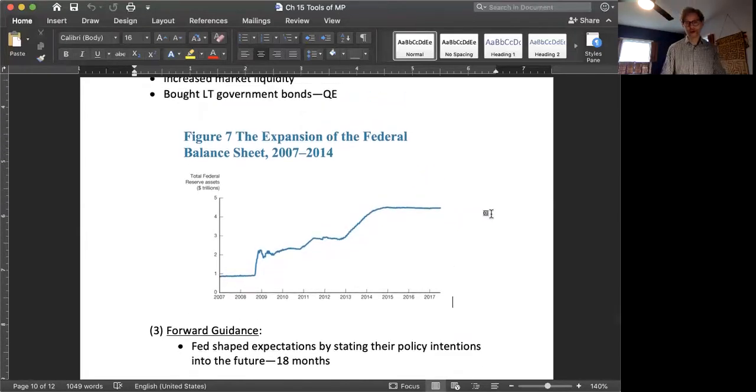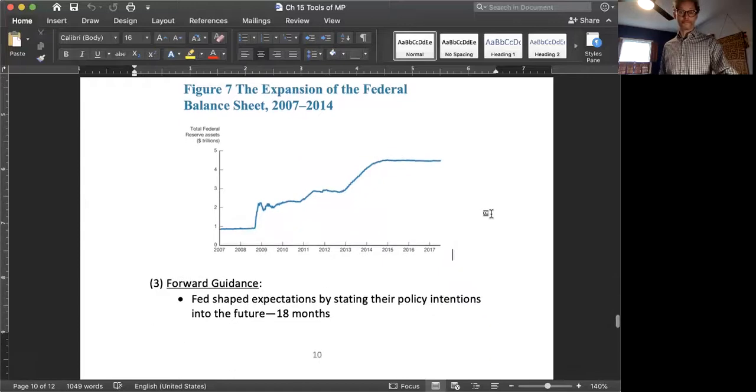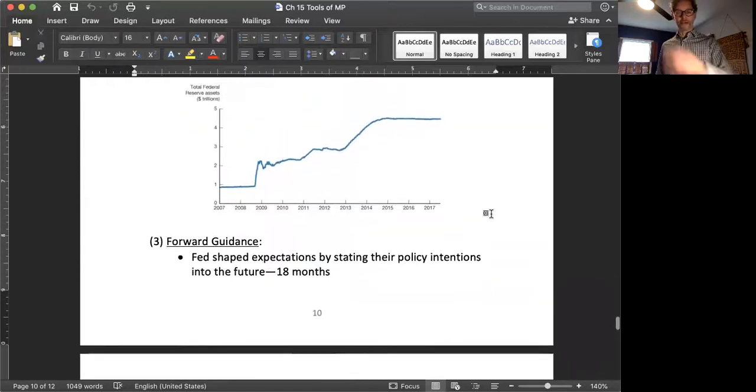As the Fed backs off that when we no longer need it. One other policy that the Fed used is often called forward guidance. By this, we meant that the Fed tried to shape expectations by telling the public what their policy intentions were for the foreseeable future, up to 18 months. In general, the Fed really only tells the public what they're thinking about for the next 6 weeks. But the Fed said during the crisis that they were keeping interest rates low and they were going to keep them there for 18 months.